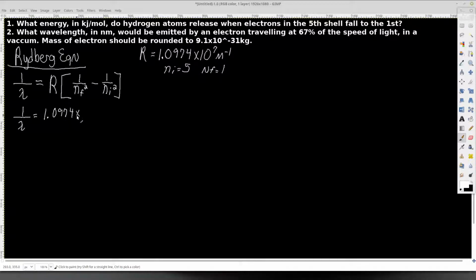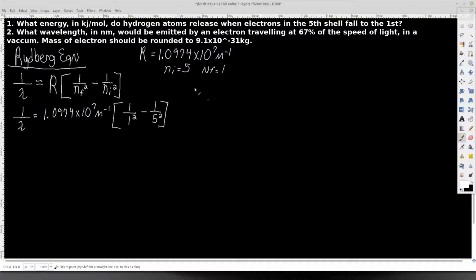So that's 1.0974 times 10 to the 7th, and I'll keep up with my units, I'll be a good boy, m to the negative 1 times, here we go, this is where we've got to be careful, 1 over, now what was our final? We finally wanted to be in the first energy level, so we'll write a 1 squared here, minus 1 over our initial one, which initially we started in the 5th. We've got to remember to square that as well.